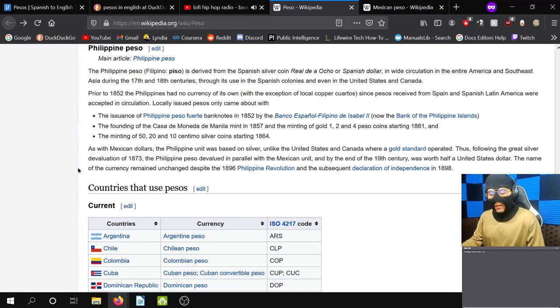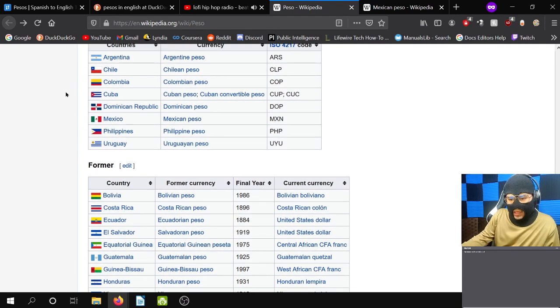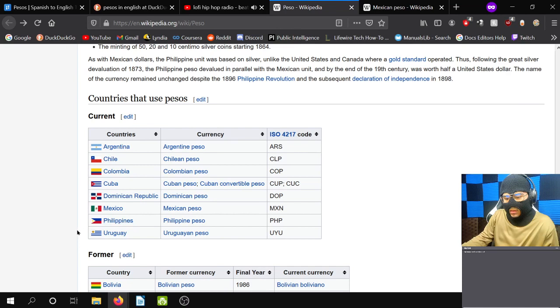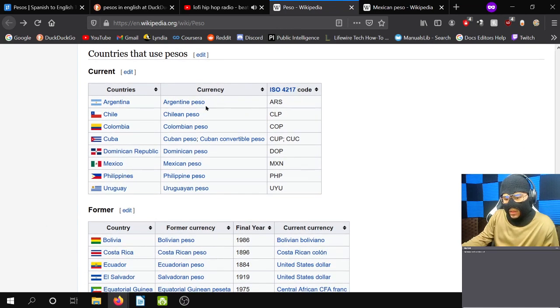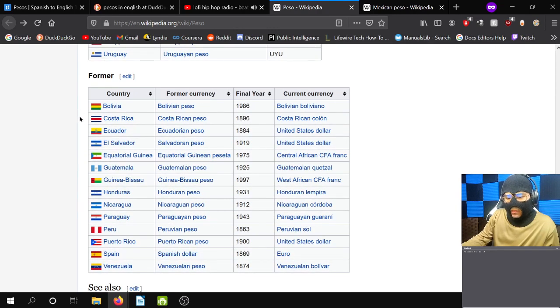Independence in 1898. You have all the countries that use pesos: Argentina, Chile, Colombia, Cuba, Dominican Republic, Mexico, Philippines, Uruguay. All Spanish colonies for a time. Yeah, you also have currency: Argentine peso, Chilean peso, Colombian peso, Cuban peso, Dominican pesos. Then you have former colonies: Bolivia, Costa Rica, Ecuador, El Salvador, Equatorial Guinea, Guatemala, Guinea-Bissau, Honduras, Nicaragua, Paraguay, Peru, Puerto Rico, Spain, Venezuela.